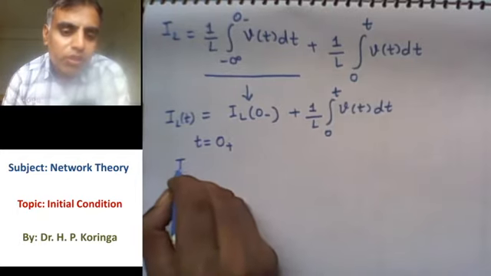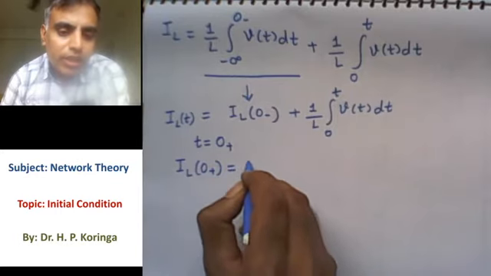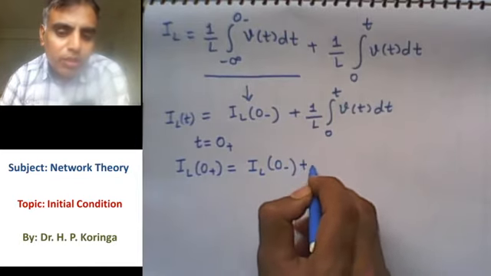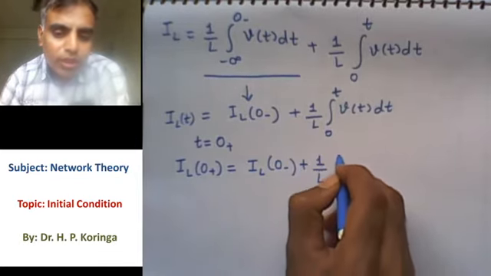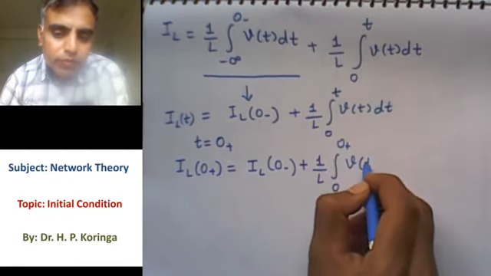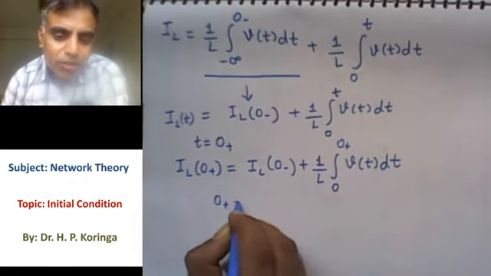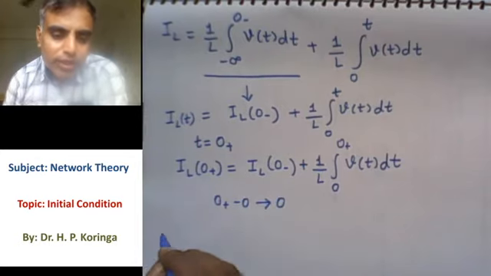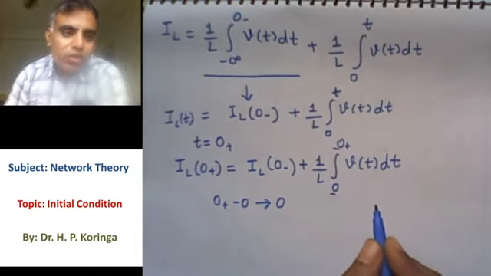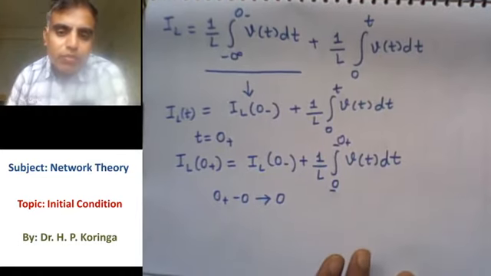So let's substitute t equal to 0 plus. We'll get the current passing through the inductor at t equal to 0 plus, meaning after the switching, at the first moment, what is the current passing through the inductor? Here the limit is 0 to 0 plus, dt. So 0 plus minus 0 tends to be 0. The upper and lower limits are equal, there is no difference between them, so the answer of this integral term tends to be 0.